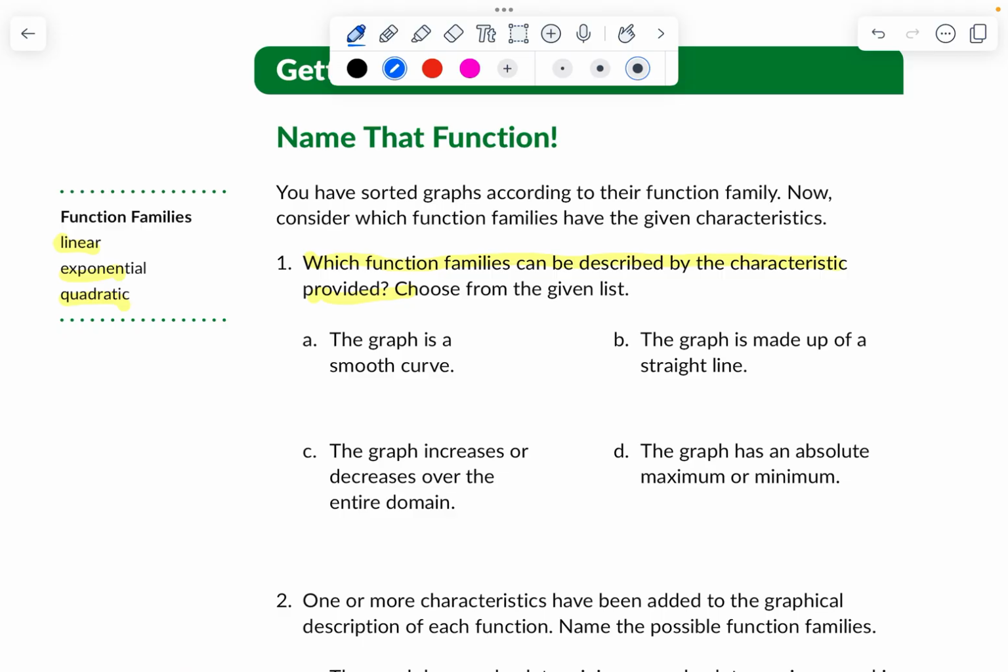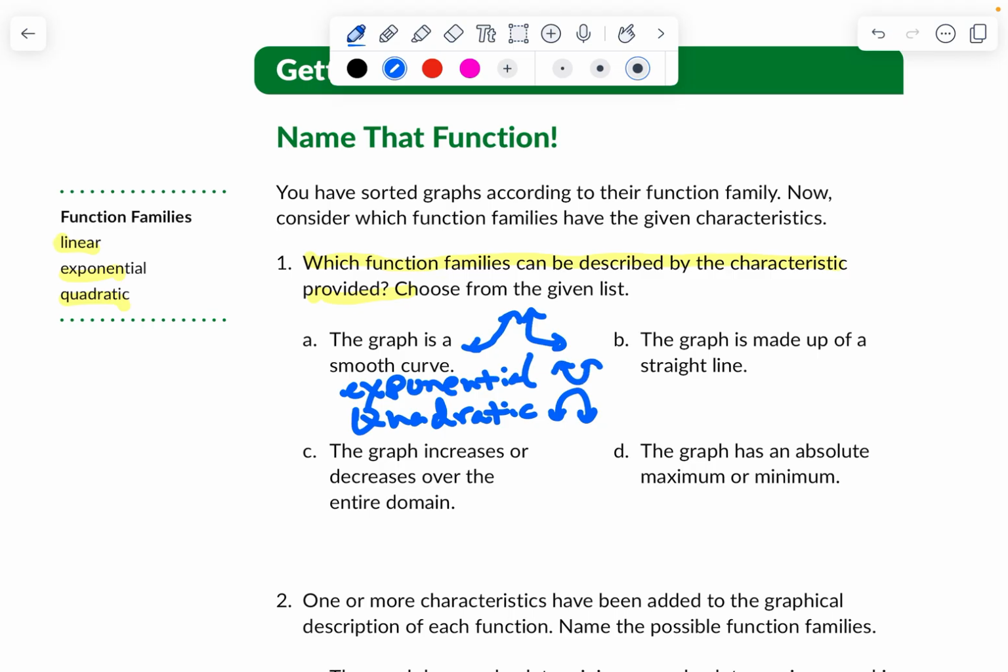Okay, we're back. Let's see how you guys did. So the graph is a smooth curve. That's actually 2 of our function families. Remember, we have exponential that either rises quickly or drops quickly, but it is a smooth curve. And we also have the quadratic, which is that U-shaped. That's a smooth curve. It could be either going up or down. Okay. Letter B, the graph is made up of a straight line. That's definitely just going to be linear. Could be rising or falling, but that's definitely linear.